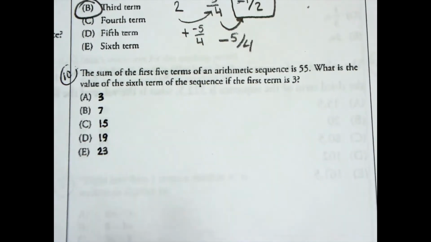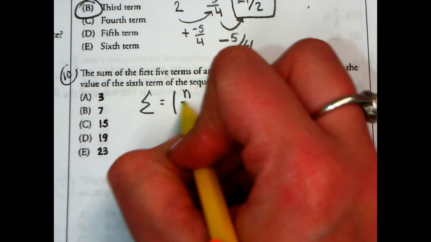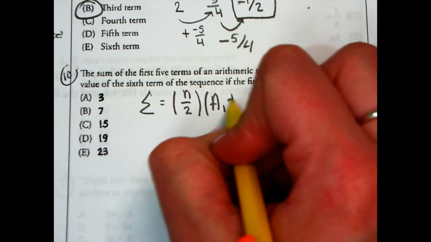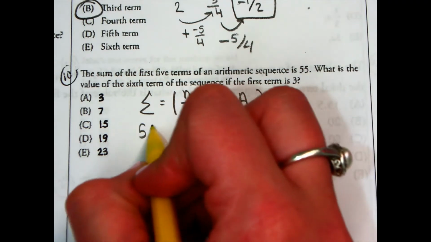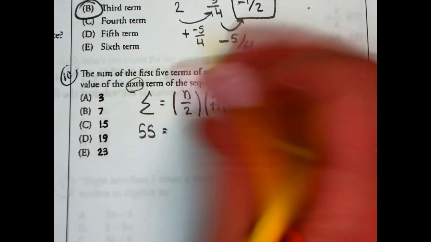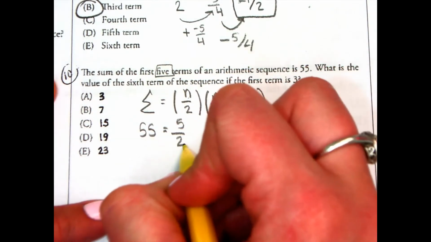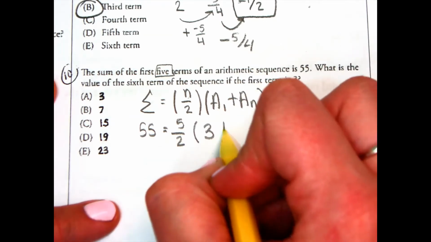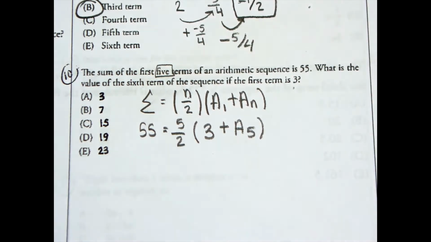All right, number 10. The sum of the first 5 terms in the arithmetic sequence is 55. What is the value of the 6th term in the sequence if the first term is 3? So in this problem, I'm going to use the summation formula. The summation formula is the sum equals n over 2 times a1 plus a sub n. So from here, the sum is 55. We are working with, not 6, I'm sorry, we are working with 5 terms currently. So 5 over 2. The first term is 3. We are trying to find the value of the 5th term. We can't get to the 6th term until we know the 5th term.